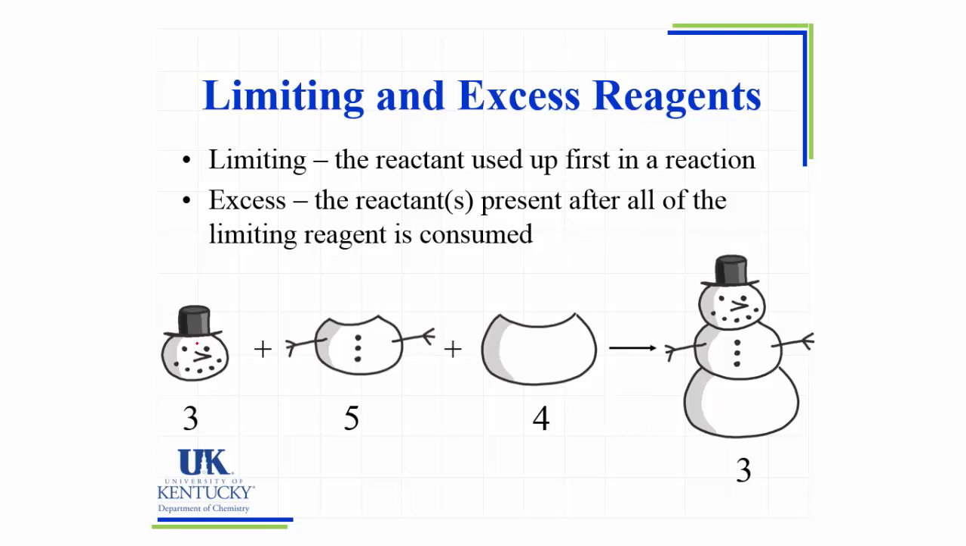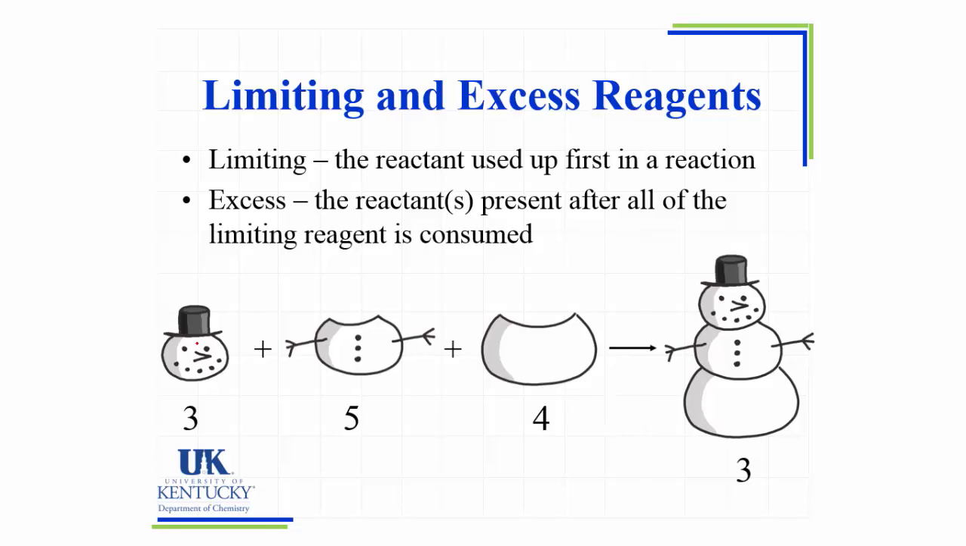The limiting reagent is the reactant that is used up first in the reaction. We frequently determine this by looking to see which one will limit the amount of product that we can form. The excess reagent is the species that is left after all of the limiting reagent is consumed. Depending on the number of reactants, we could have 2 or more limiting reactants.